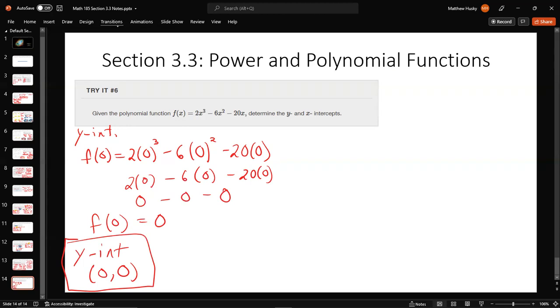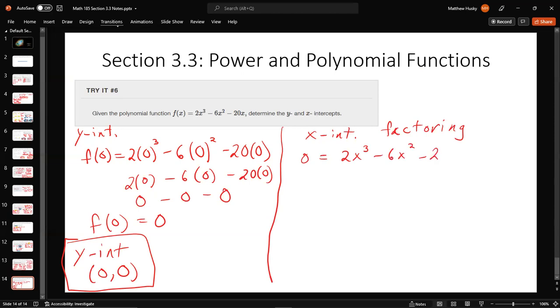Okay. How about the x-intercept? I'll show you two ways you can approach a problem like this. The first is factoring. And if you are a bit rusty on factoring, I might encourage you to go back and review some of the tricks for how to factor something. This one has a greatest, well, so let's see. We're going to solve for where this equals 0. So we got 2x to the third minus 6x squared minus 20x.